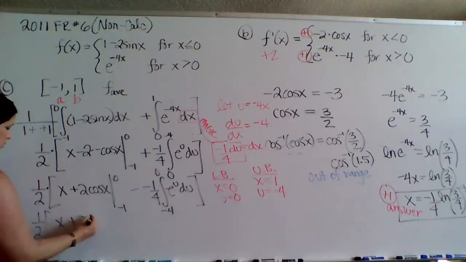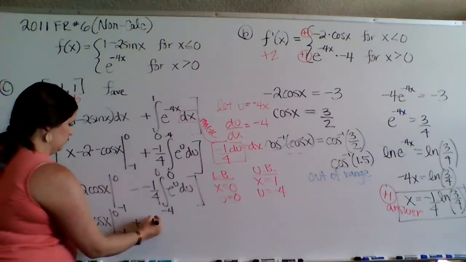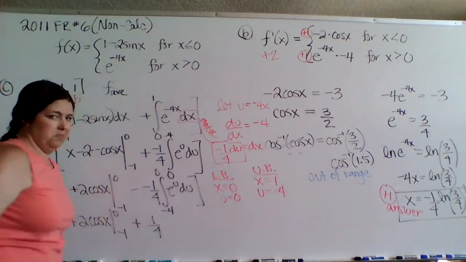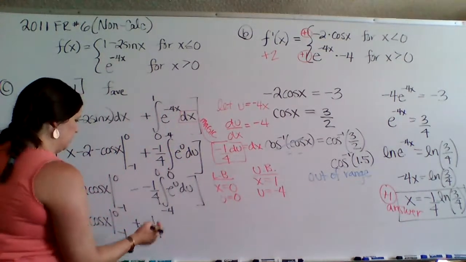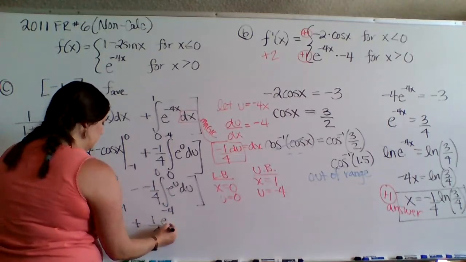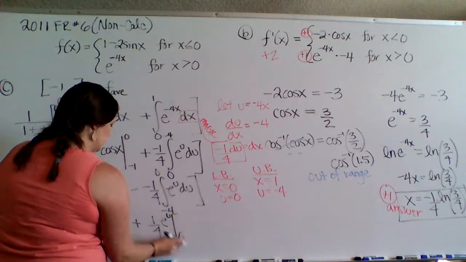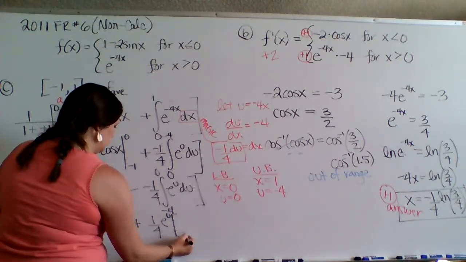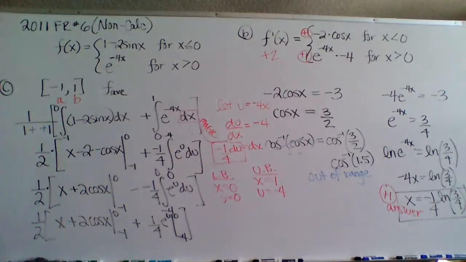x plus 2 cosine x evaluated from -1 to 0 plus 1/4. The integral of e to the u is just e to the u. And because we changed our boundaries to be in terms of u, we can keep those boundaries the other way, -4 to 0. So now we're actually ready to just plug in all our numbers.